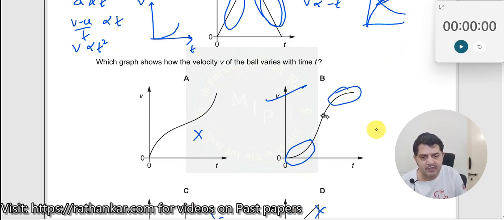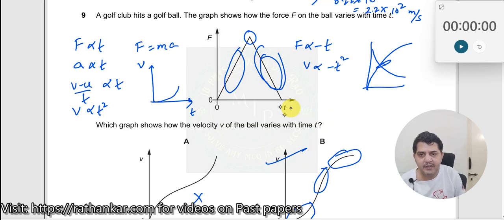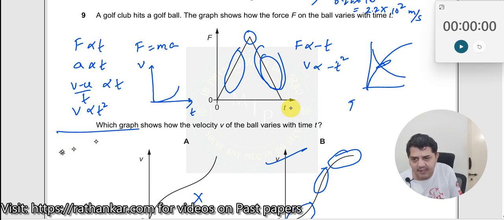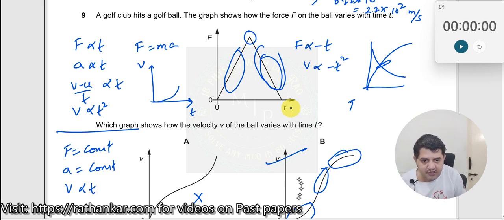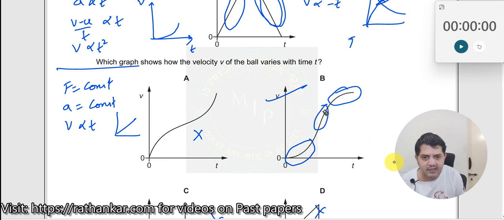Now this part refers to F equal to constant. When F is constant, it means a is constant. When a is constant, v should be proportional to t. When you plot a graph of v versus t, you should get a straight line. Now you see, you have got this straight line also here. So therefore, B is the right answer. You can verify one of them immediately and go with it, or you can continue doing the whole exercise. Thank you.